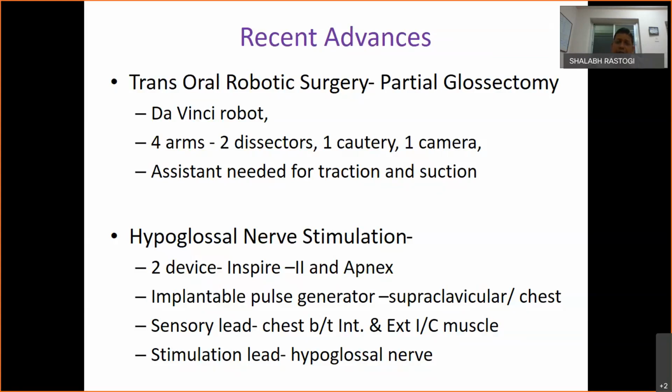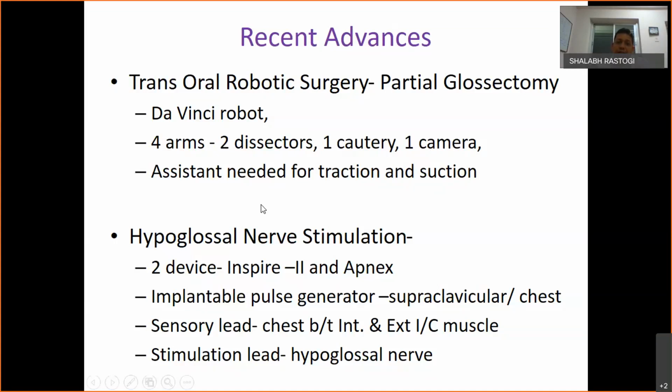One of the good methods is transoral robotic surgery. By this, you do a partial glossectomy. In this, you use a Da Vinci robot, which has 4 arms. 2 of them are used as dissectors, one as a cautery, and one is loaded with a high definition camera. The surgeon sits at the console, and the assistant sits near the patient, and he basically does the traction of the tongue and suction for better field visualization.